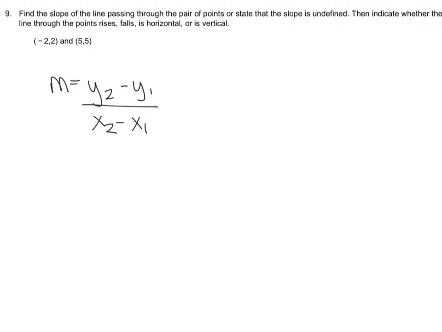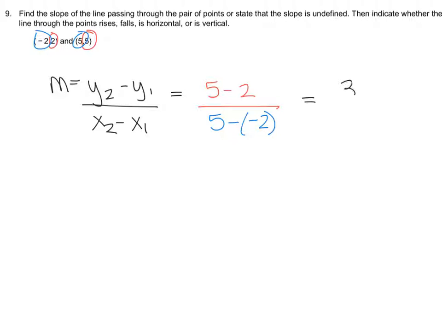To find the slope between two ordered pairs, we'll use the formula y sub 2 minus y sub 1 over x sub 2 minus x sub 1. Y sub 2 is the y in the second ordered pair, so that would be 5. And we're subtracting the y from the first ordered pair, which is 2. Then we'll divide by the x in the second ordered pair, which is 5, minus the x in the first ordered pair, which is a negative 2.